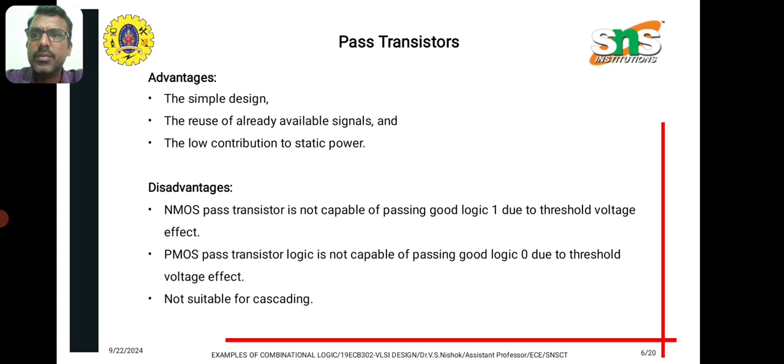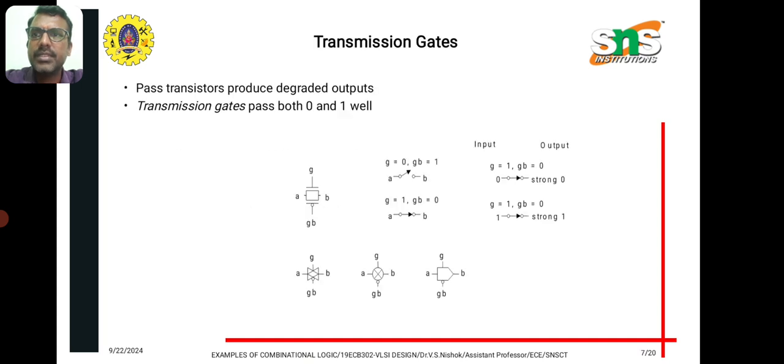So we need to move towards transmission gates for a better output. Because the pass transistor produces a degraded output, we are moving towards transmission gate logic. Here the transmission gate passes both 0 and 1 well. Here we are seeing the symbols of the transmission gates. We are seeing several symbols.